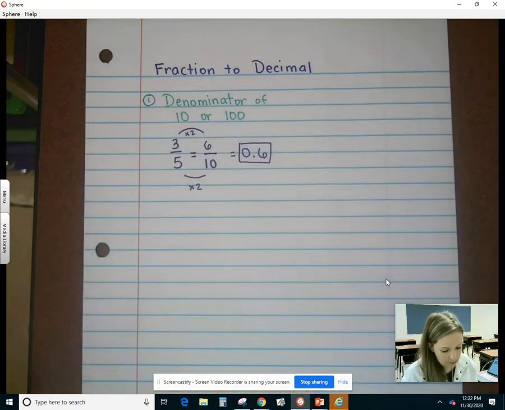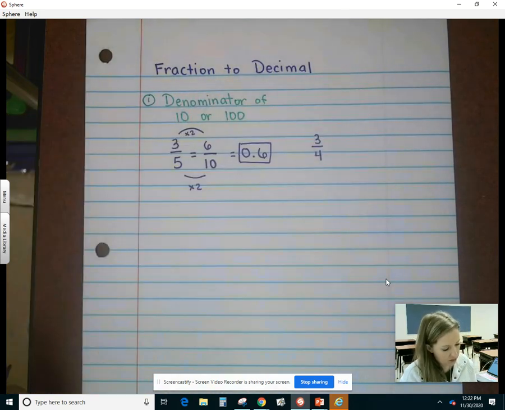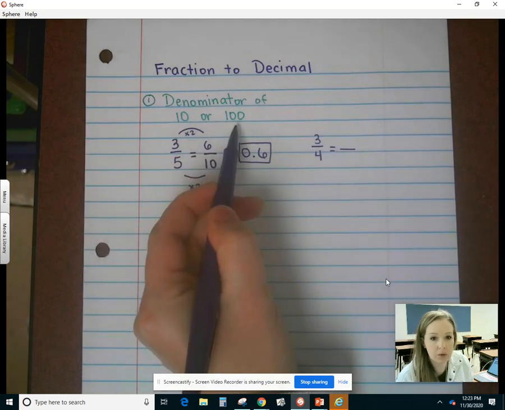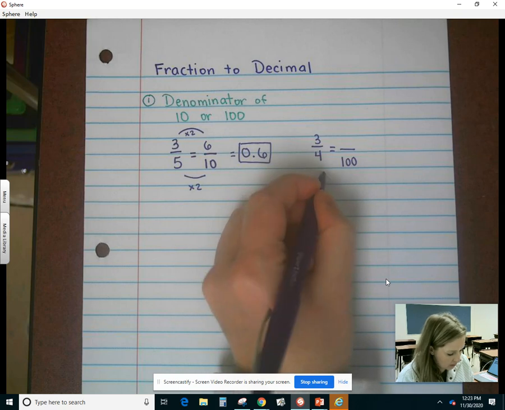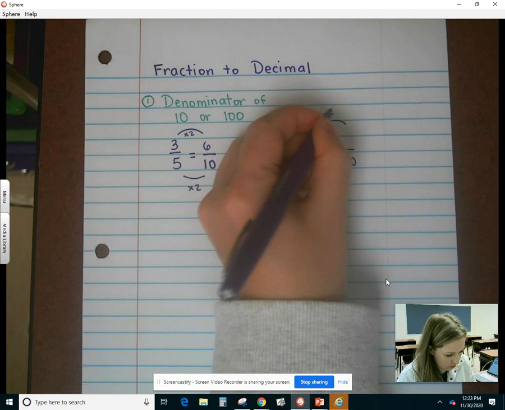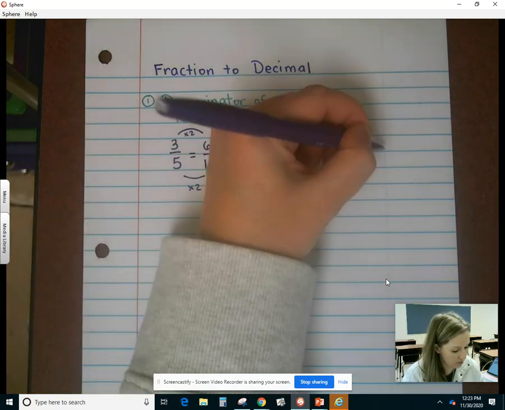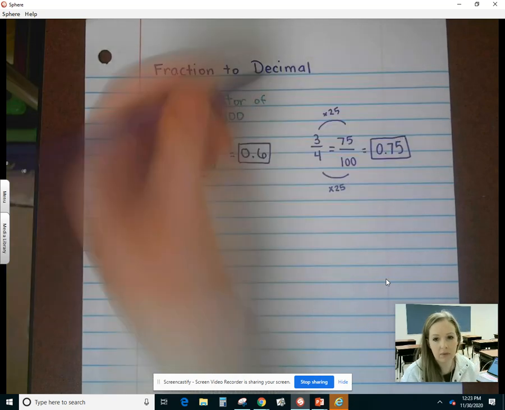Another example that is similar to that is if I had 3/4. The difference here is that I cannot multiply 4 by anything to get 10. So I can't make it something over 10. But we had another option. We said we could also have a denominator of 100. And so 4 times 25 is 100, and 3 times 25 is 75. So 75 over 100, we could also say 75 hundredths, which can be written as a decimal, 0.75.